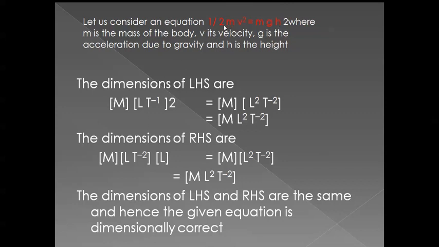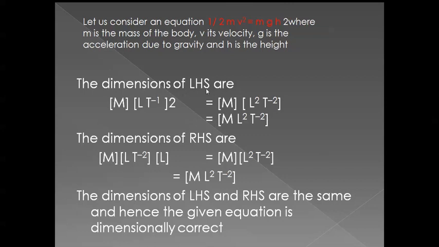See, the number 1 by 2 doesn't have any dimensional formula, and the dimensional formula of mass is capital M. The dimensional formula of velocity is L t power minus 1 whole square. On the right side, the dimensional formula of mass is M, and the dimensional formula of acceleration into height is L t power minus 2 into L, that is L square t power minus 2. So M L square t power minus 2. If you solve this also, you get the same.